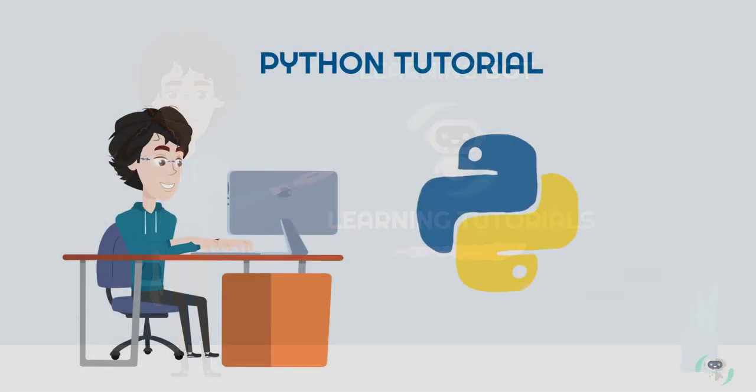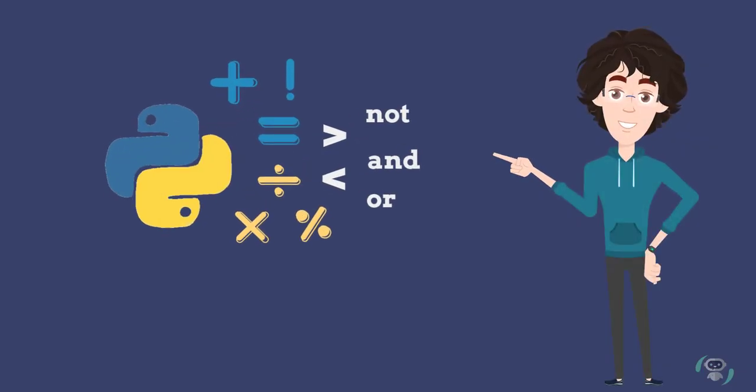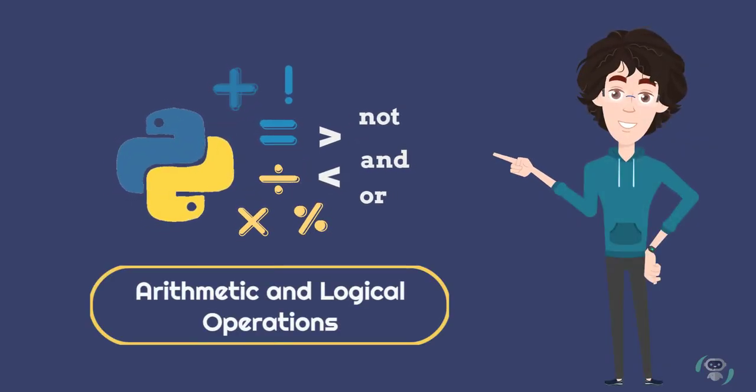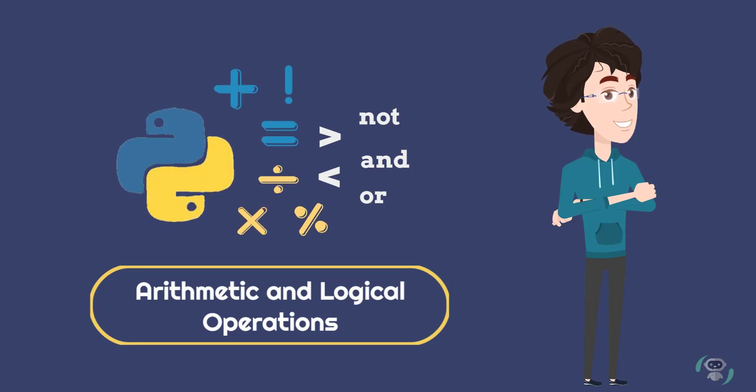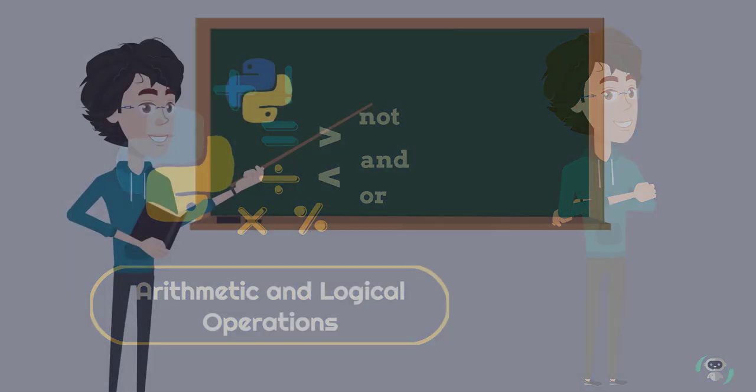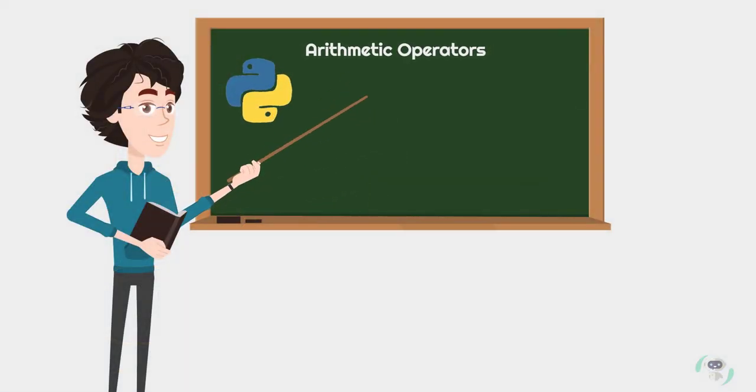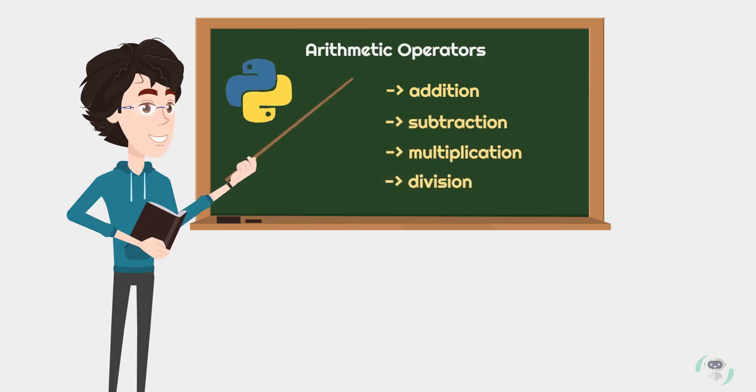In this next tutorial, we're diving into the world of arithmetic and logical operations in Python. Buckle up as we explore the operators that make mathematical and logical magic happen. First things first, let's talk about the arithmetic operators in Python. They're the same operators you know from math class: addition, subtraction, multiplication, and division.